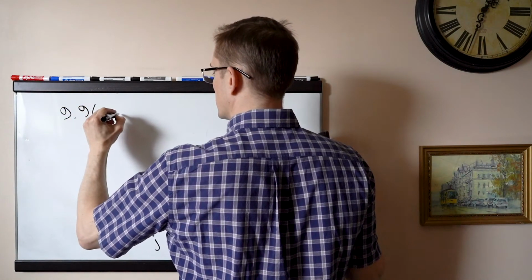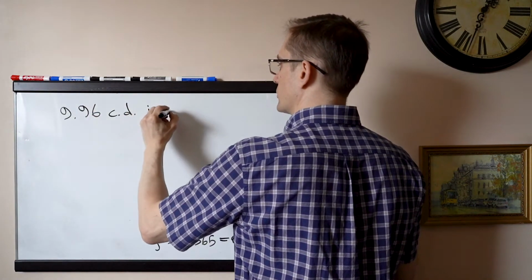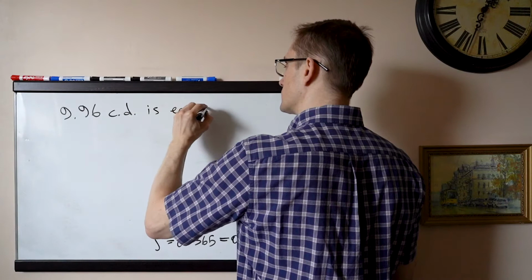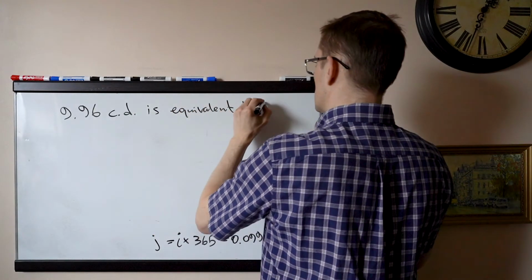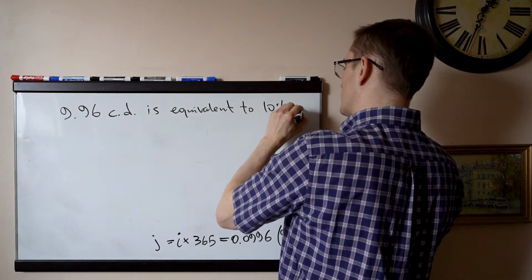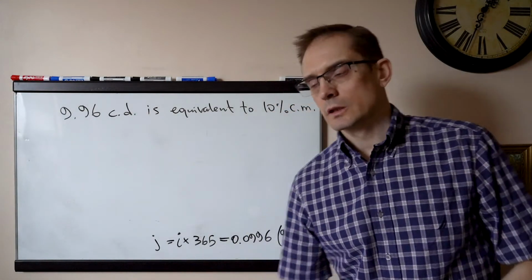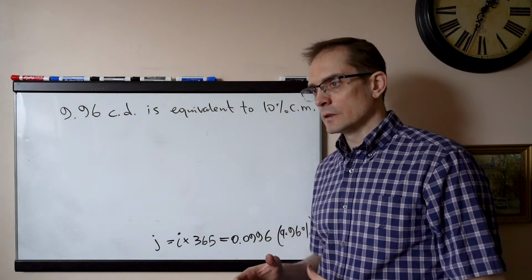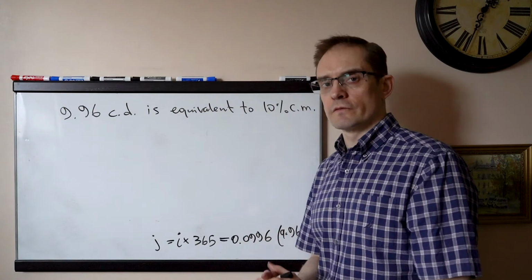9.96% compounded daily is equivalent to 10% compounded monthly. Okay? Just to reiterate, these rates are equivalent because they generate the same future value.